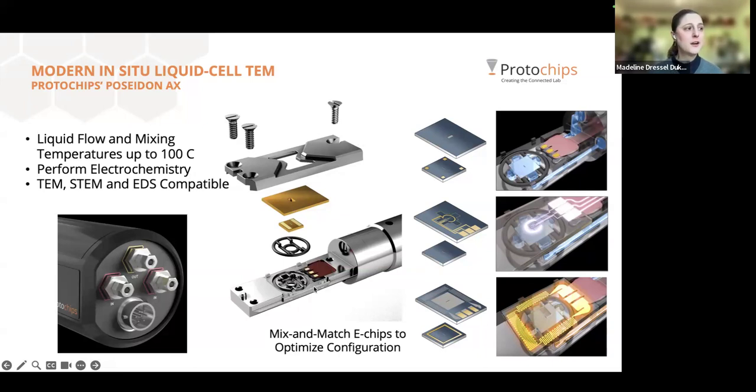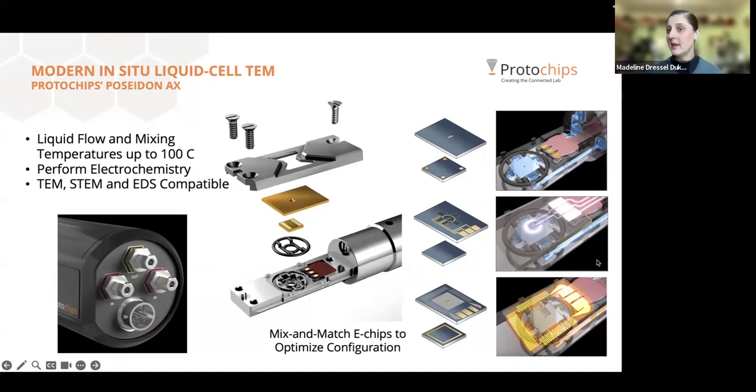Now the electrodes here connect to the electrical connection at the back of the holder. And by changing the chips that you're using, you can change the function of the experiment. So if you're just doing, say, a liquid only type experiment, you can use chips that just have a spacer so that you can set the thickness of the liquid and flow liquid in. You can mix liquid. You can just do a static experiment.